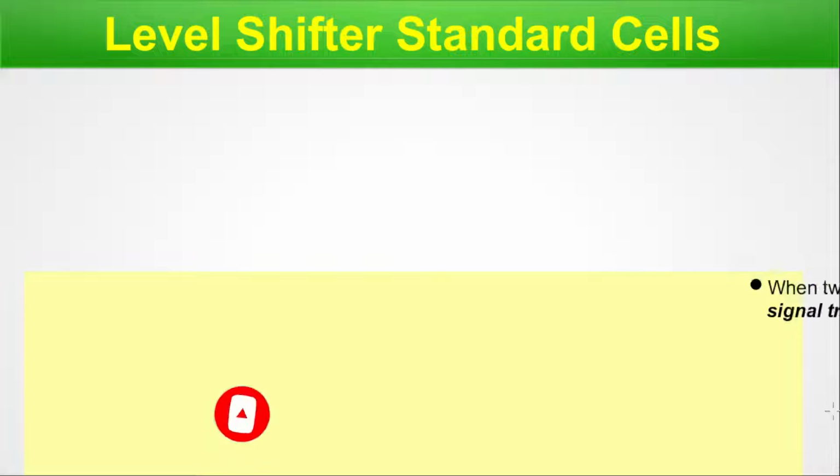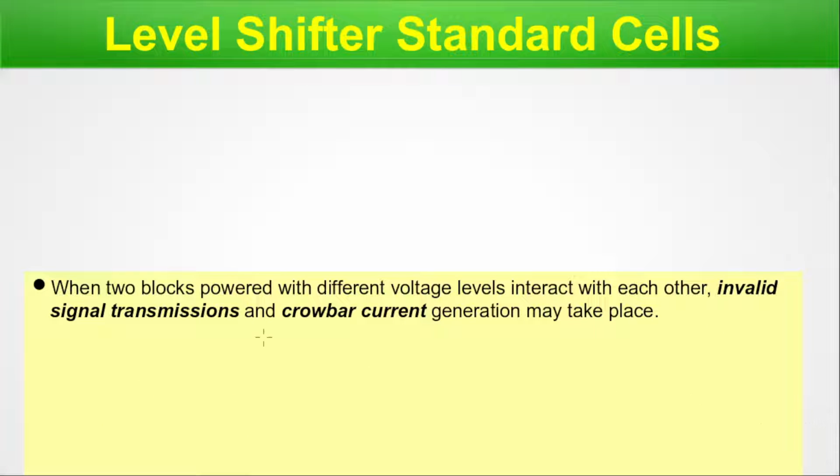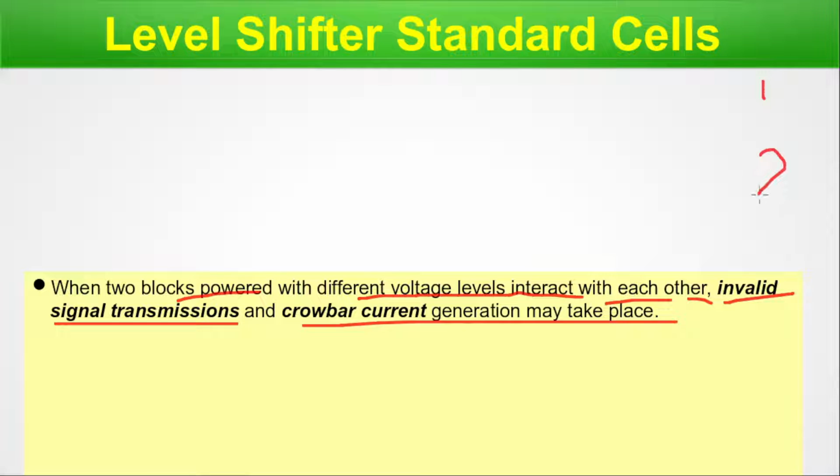Level shifter standard cells. Now first we look into some text. When two blocks operated with different voltage levels interact with each other, invalid signal transmission and crowbar current generation may take place. So that means two power domains, one with VDD1 and another one with VDD2. So these are two different VDDs and they are interacting, right? So their level 1, level 0 is different and the forbidden zone is different. So their interaction could be totally goofed up. To prevent this, we have the level shifter cells.